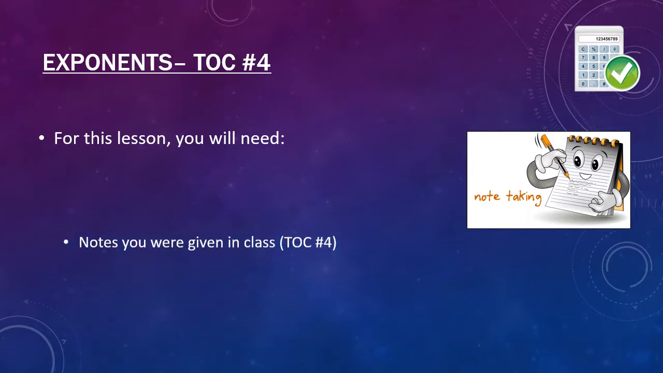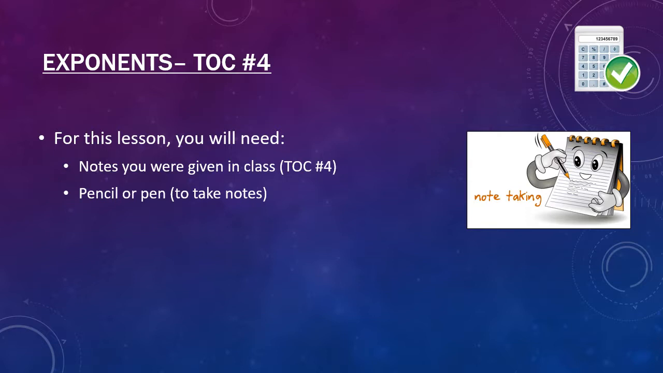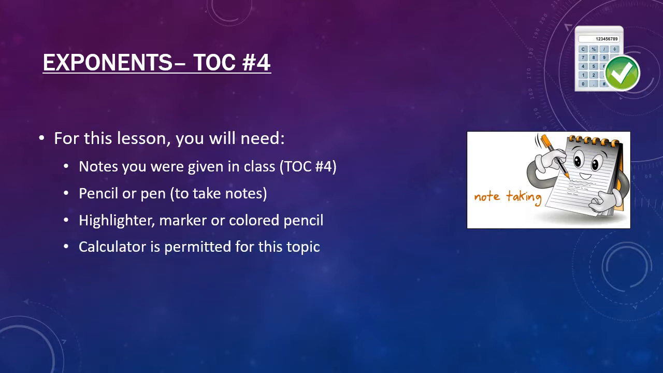For this lesson, of course, you need your yellow TOC you were given in class. You need a pencil or pen to take notes. And you always need to have a highlighter, colored pencil, or a marker to be able to highlight those things that we ask you to highlight throughout the lesson. And this is part of your calculator unit, so you can use a calculator, so you may want to have one close by, especially when it comes to the homework quiz.